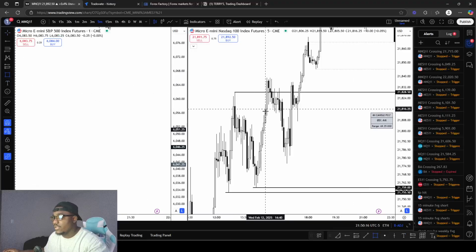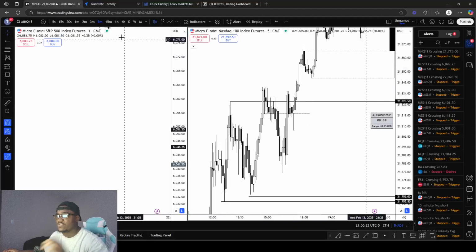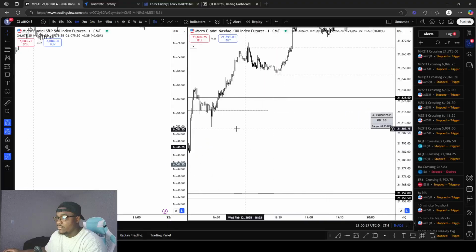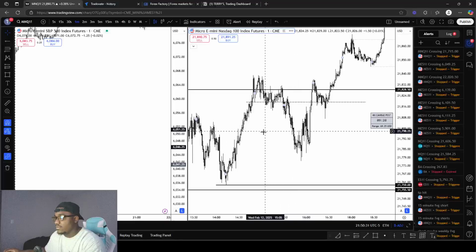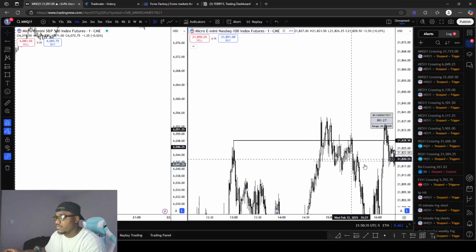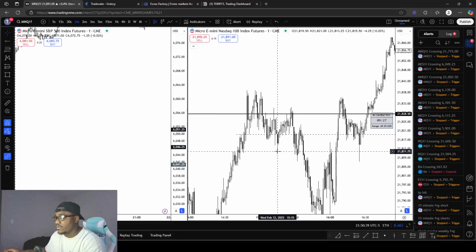We got an invalidation of this little small, this is really a gap. It's really not a gap, but a real small 5 minute gap right there. After that, I'm looking for a short. Where is it at? I'm looking for a short right there, invalidated right here off this counter.